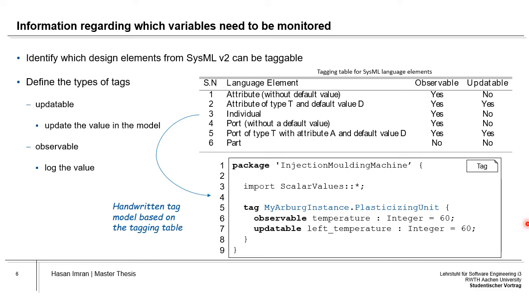So looking at the BBD, we can see which values are of type attribute or a port or with the default value, and then we can create tags for it. For example, we can create a tag for the myRBUG instance and the plasticizing unit, and then we can put them as observable or updatable. Now, one thing to note here is that all values that are updatable are also observable, but not the other way around.